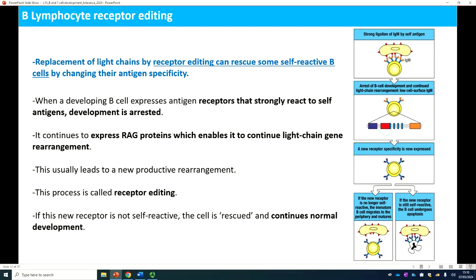If, however, it still reacts with self-antigen, then it will undergo apoptosis. So it's kind of like a second chance, this receptor editing. So we either have receptor editing or death.